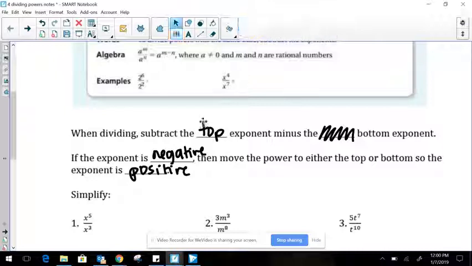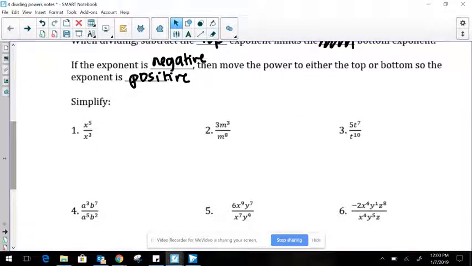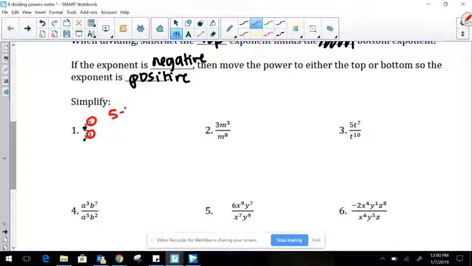Okay, so let's start with number 1 here. So we are dividing them. The bases are the same. We have x and x, so that's good. We can do simplify rules with this. So I need to subtract my exponents. So I have 5 minus 3, and that's 2. So I have x to the second, and then that's a positive exponent, so I'm done. I don't need to do anything else.